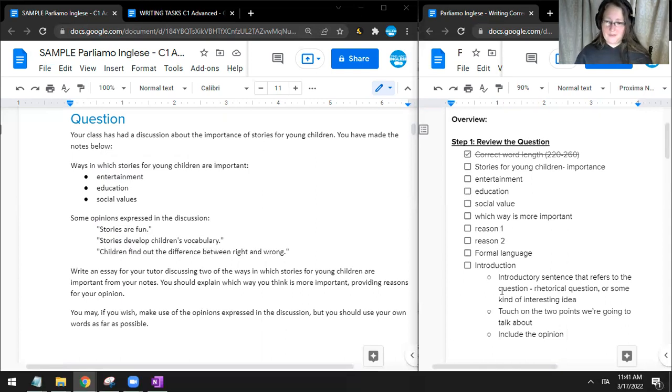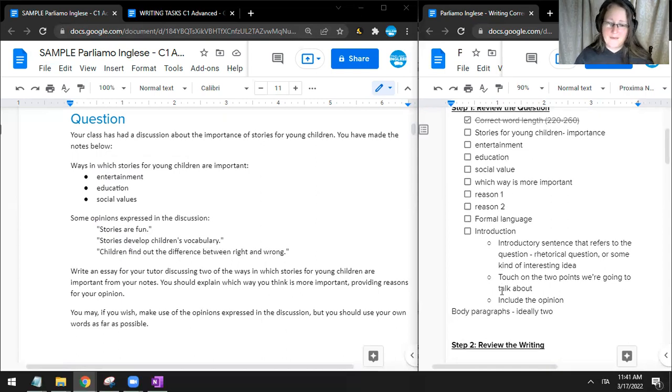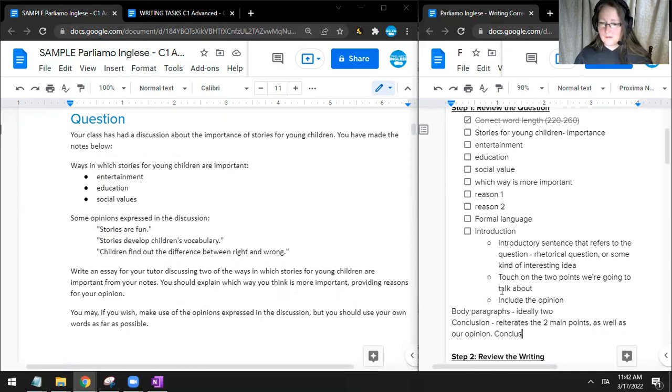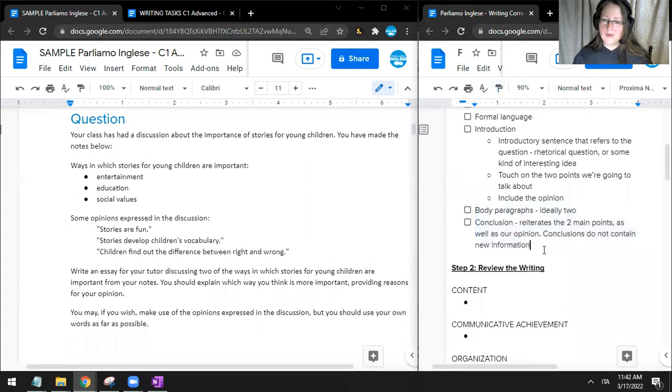Yeah, and then we also know that we just need typical body paragraphs, ideally 2 for this, and then also a conclusion. Okay, and the conclusion usually reiterates the 2 main points again, as well as our opinion. And also, conclusions do not contain new information. Another little important thing as well. If I can get those boxes back. There we go. All right, so this is basically what we're going to be looking for.